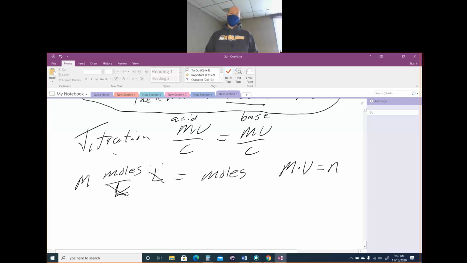But here you have to make sure that your volume is in liters. If you want to get moles, this must be in liters. If it's not in liters, then your liters don't cancel, because molarity is always moles per liter. But remember, many times when we're getting mass, like when we did our freezing point depression, we get our molality. To get moles, you take your mass and divide by your molar mass.